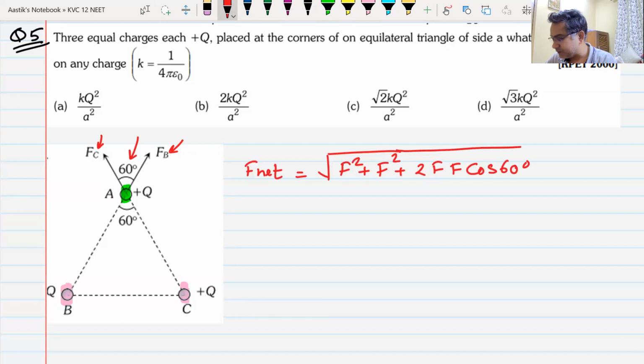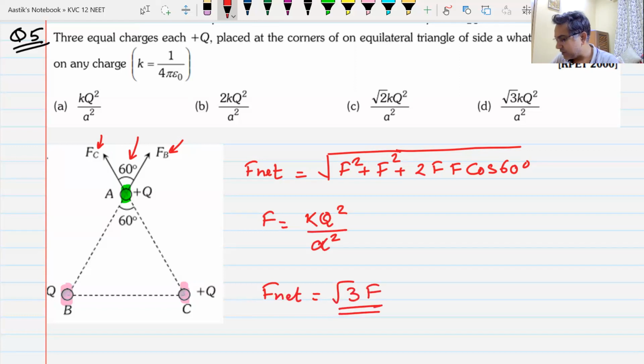Do we understand this? The value of this F will be the force between any two pairs, and that will be equal to kq square by r square, or a square, the length of the side, whatever is given. So this F net will come as, I think, root 3 times F. Yes or no? Yes, sir. Just remember that it is going to come as root 3 times F, and you don't have to remember anything else. Do we understand this?